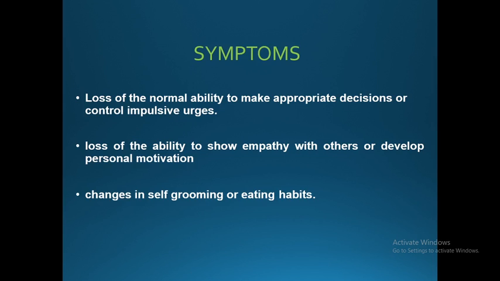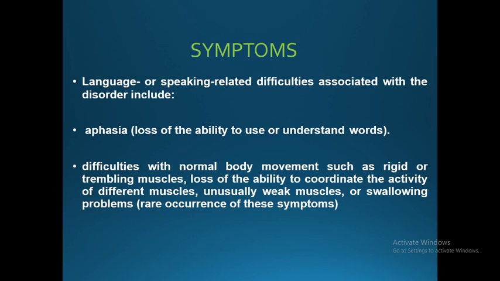If a person eats in a different way, if the eating habit is very disorganized or disoriented, we can suspect this kind of condition, right? Then other symptoms are language or speaking related difficulties associated with this disorder. Yes, we said the frontal lobe of the brain is getting affected.